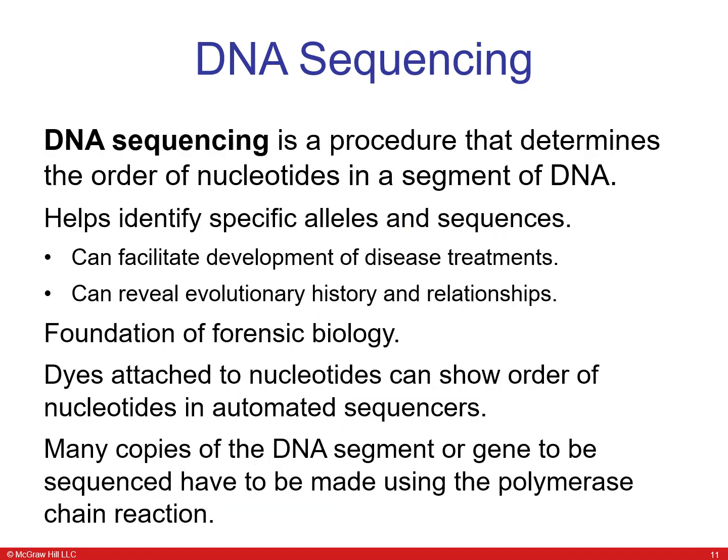DNA sequencing is a procedure that determines the order of nucleotides in a segment of DNA. It helps identify specific alleles and sequences, can facilitate development of disease treatments, and can reveal evolutionary history and relationships. It's a foundation of forensic biology. Dyes are attached to nucleotides and can show the order of nucleotides in automated DNA sequencers. Many copies of the DNA segment or gene to be sequenced have been made using the polymerase chain reaction.